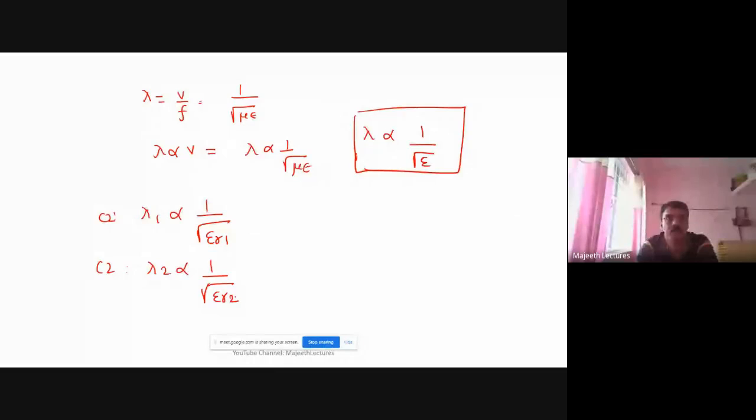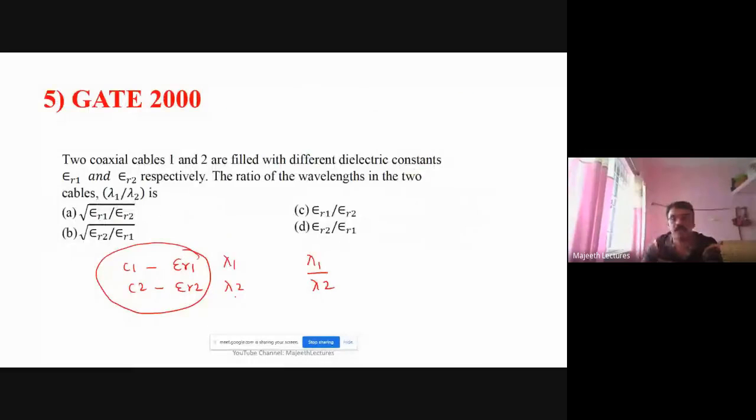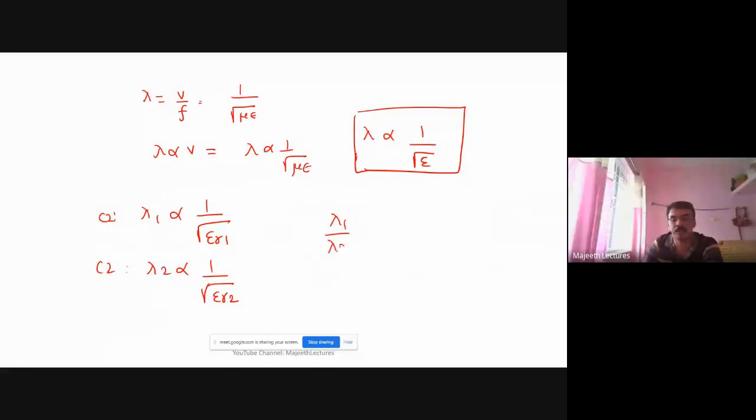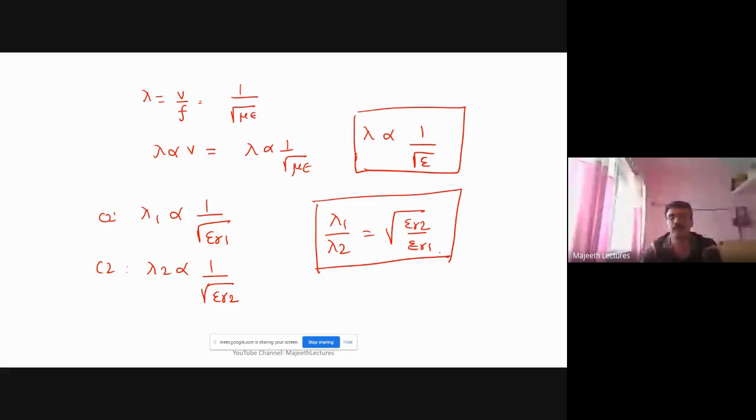They gave only epsilon r1 and r2. So what we have to find? Lambda 1 divided by lambda 2. If we substitute lambda 1 is equal to 1 by root of epsilon r1, lambda 2 is equal to 1 by root of epsilon r2, it will be lambda 1 by lambda 2 is equal to root of epsilon r2 divided by epsilon r1. Simple problem. Next step.